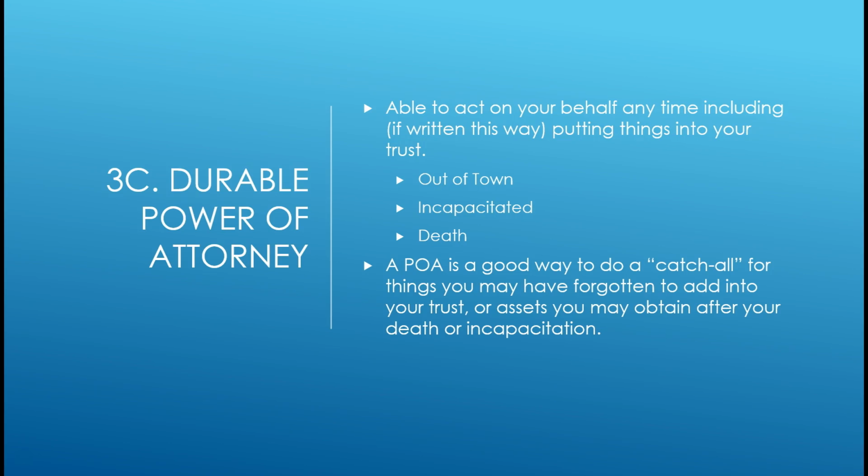Because what we're trying to do is avoid the government taking your money just because you died. That's not how this should work. You earned it, you worked hard for it, and you wanted to pass it down to the next generation of your family, and you can do that. Some trusts, or wills and testaments, say that in the event of someone's death, they pass it on to a charity or a church. It doesn't matter. It's your money, but you want to be able to say where it goes, not the government, right? That's the goal. So a power of attorney is a good catch-all for things you may have forgotten to add into your trust, or assets you may obtain after your death or incapacitation. Power of attorney is great for that.